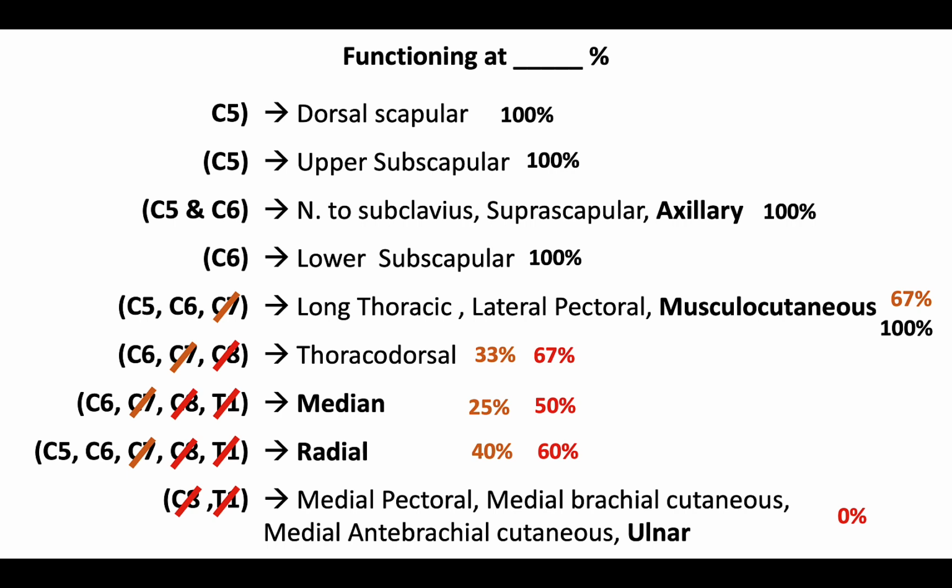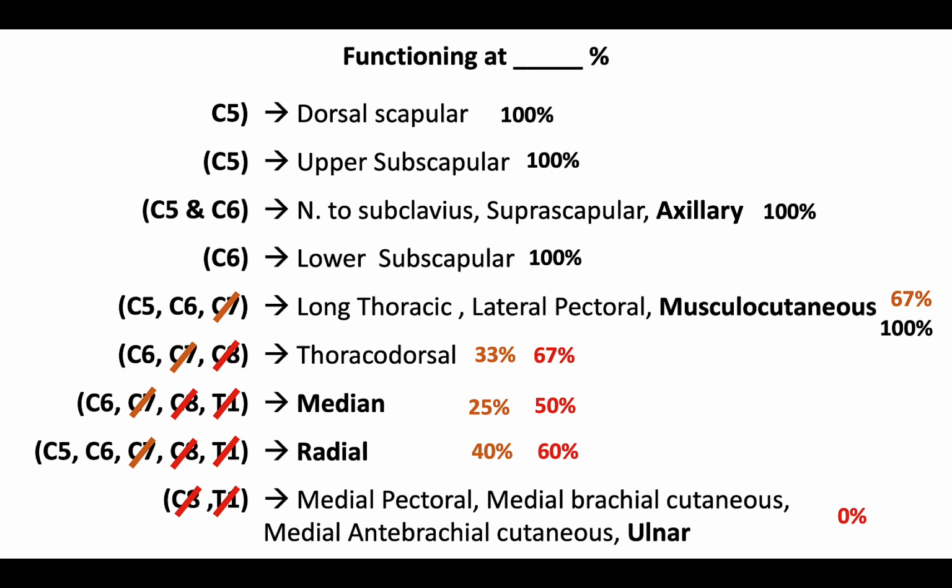When C7 is involved, long thoracic, lateral pectoral, and musculocutaneous function at 67%, thoracodorsal at 33%, median at the low 25%, and radial at 40%. When it's just C8 and T1 involved, long thoracic, lateral pectoral, and musculocutaneous are fully functional. Thoracodorsal is at 67%, median jumps to 50%, and radial is at 60%. In both injuries, we completely lose medial pectoral and the medial brachial and antebrachial cutaneous and ulnar nerves. What I really want you to focus on and take note of is how close the theoretical battle between median and radial nerve might be.